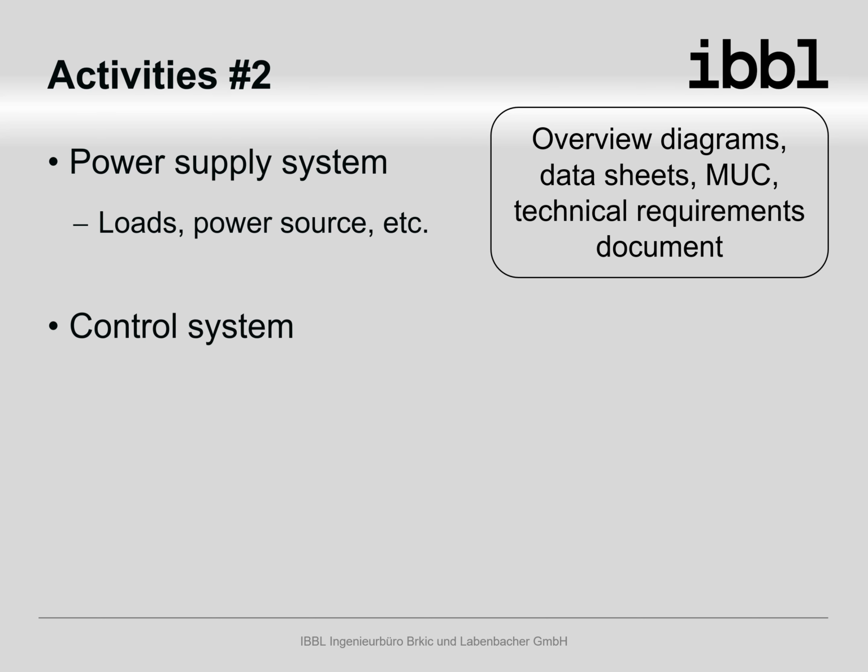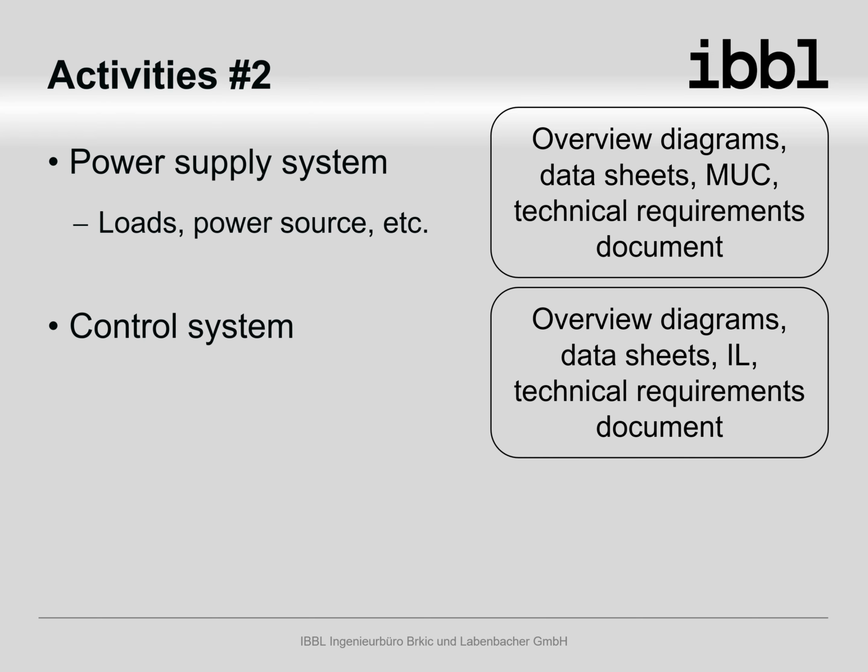Based on the data from process design and the requirements for plant operation, the plant control system is defined. The system is presented in form of overview diagrams and equipment and materials list. A technical requirement document is elaborated.